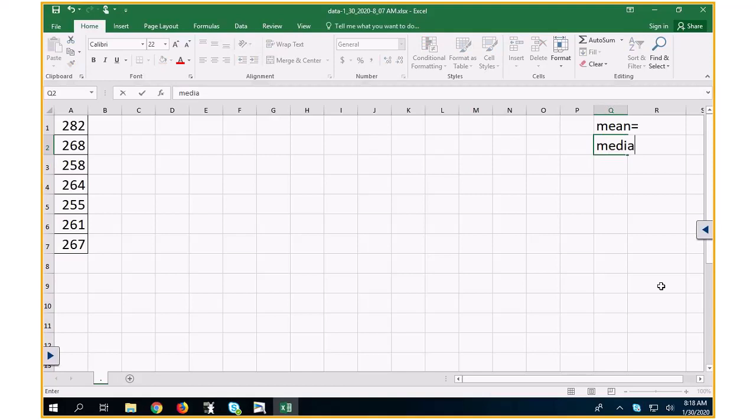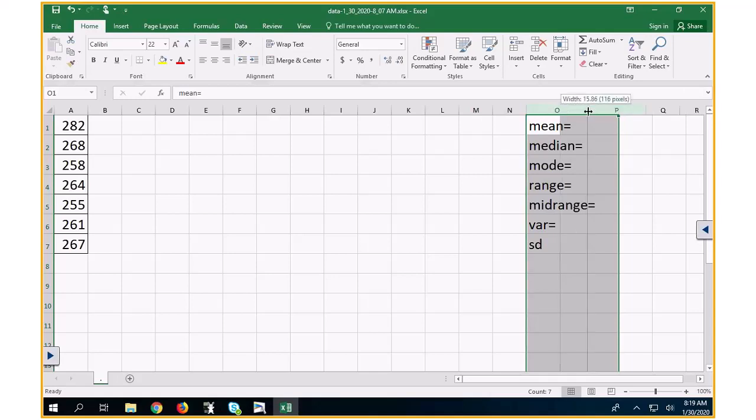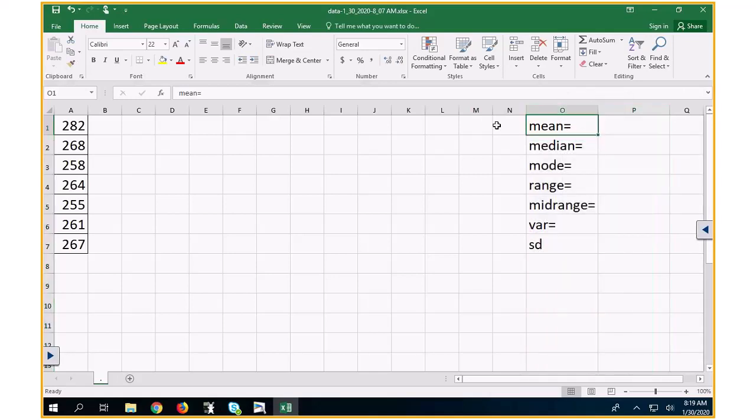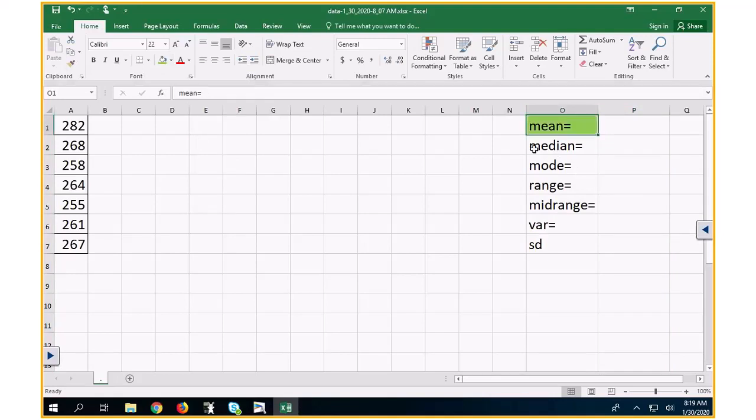All right, mean, median, mode, range, mid-range, variance, and standard deviation. Now I'm also going to color them green. I'm going to color this one green. I'm going to color this one green. And I'm going to color this one green.